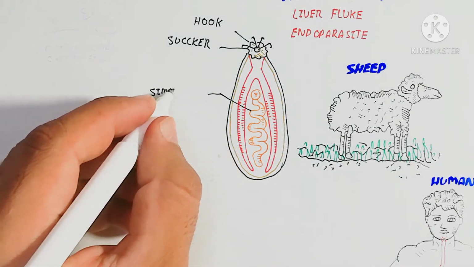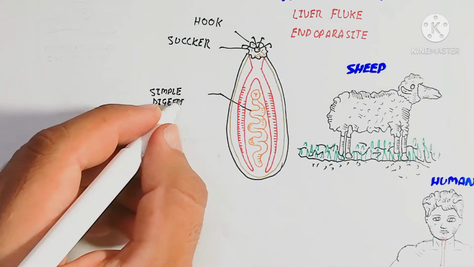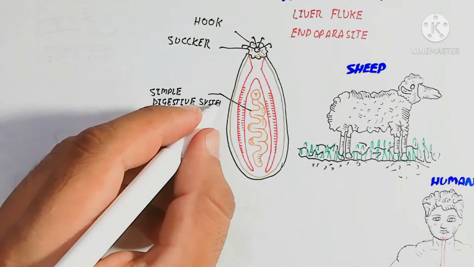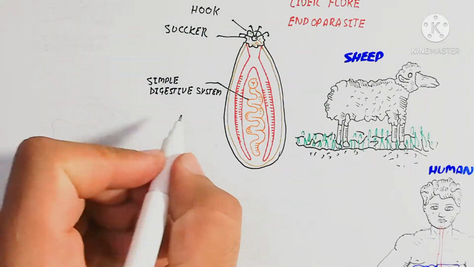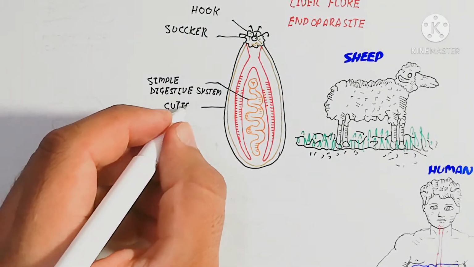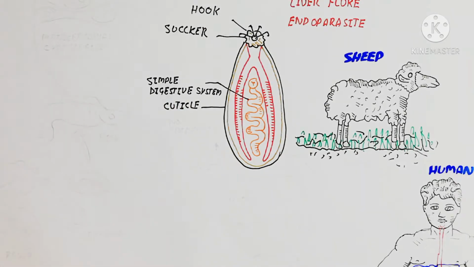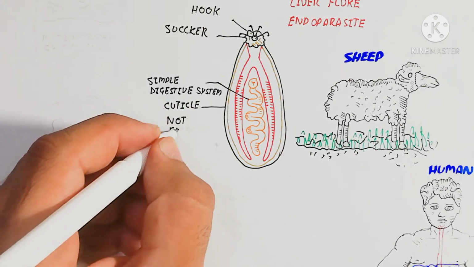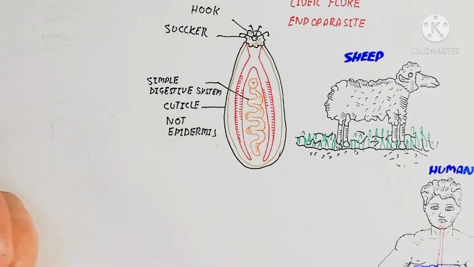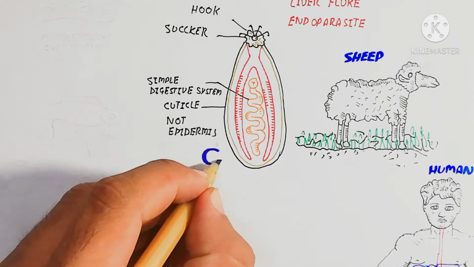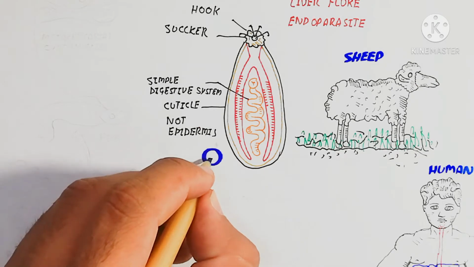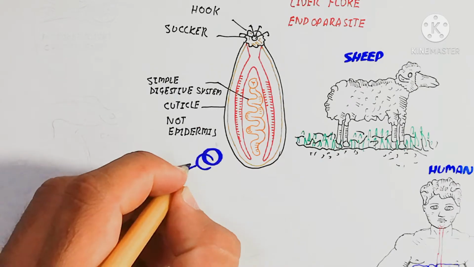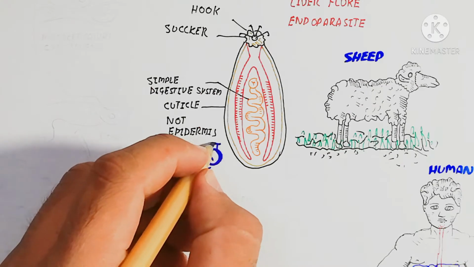The adult contains a hook and a sucker used for the absorption of food. The digestive system is simple and not well developed because it is dependent on the host. The cuticle is well developed for protection from the acidic media in the digestive system of the human being or sheep, so the epidermis is not present.